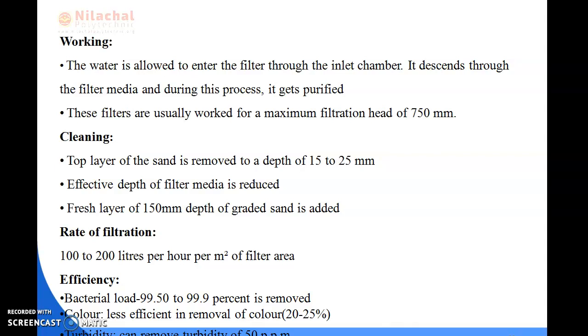Okay, and the rate of filtration means 100 to 200 liters per hour per meter square of the filter. And efficiency, what is the efficiency of the slow sand filter? We can say, for the bacterial load, 99.50 to 99.9% of the bacteria has been removed, and 20 to 25% of the color has been removed, and the turbidity, 50 ppm, that is parts per million, it can remove. Okay, this is all about the slow sand filter.